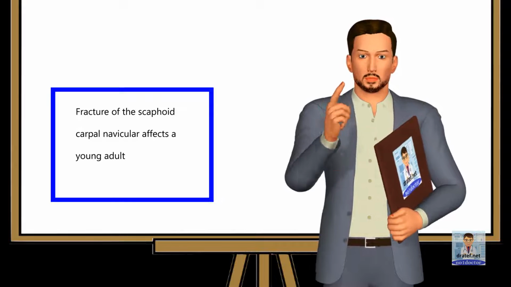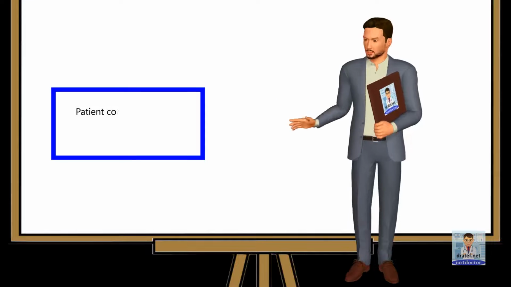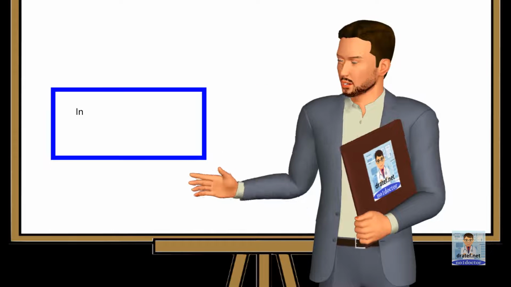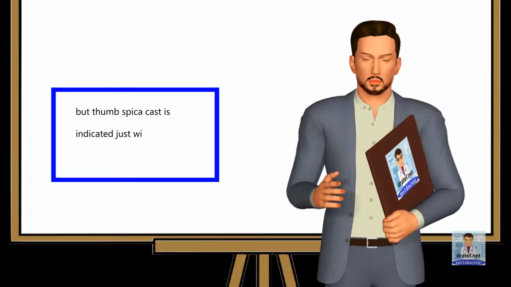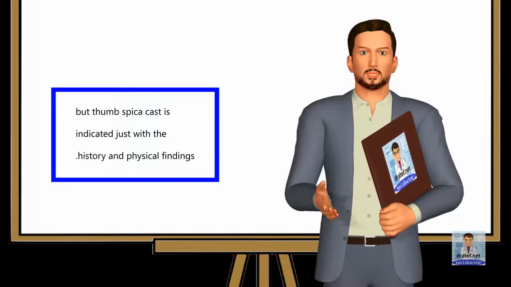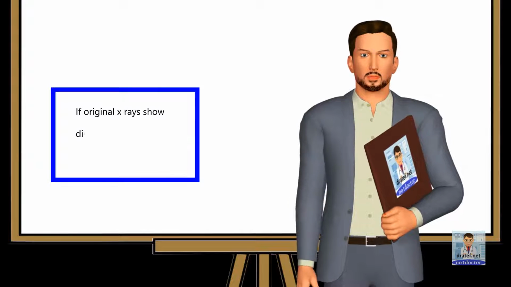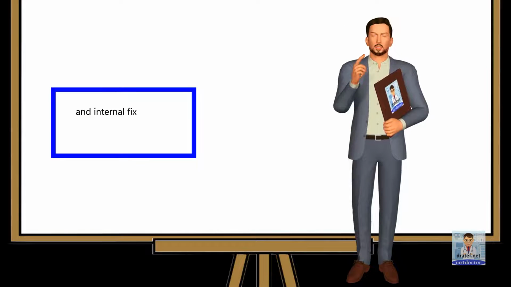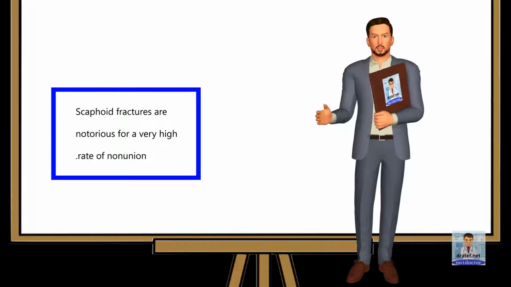Fracture of the scaphoid, the carpal navicular, affects a young adult who falls on an outstretched hand. Patient complains of wrist pain. Physical exam shows localized tenderness to palpation over the anatomic snuff box. In undisplaced fractures, X-rays are usually negative, but a thumb spica cast is indicated just with the history and physical findings. X-rays will show the fracture 3 weeks later. If original X-rays show a displaced and angulated fracture, open reduction and internal fixation are needed. Scaphoid fractures are notorious for a very high rate of non-union.